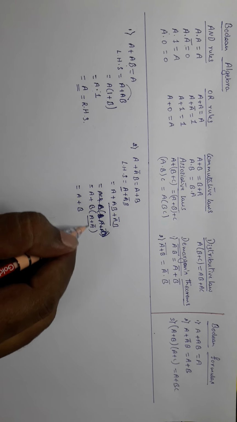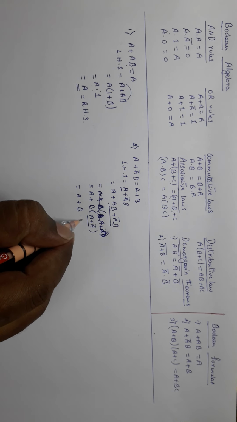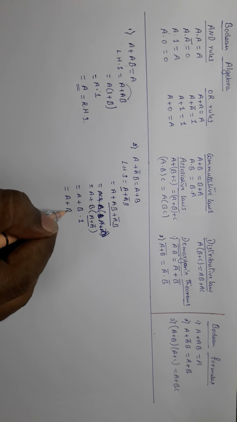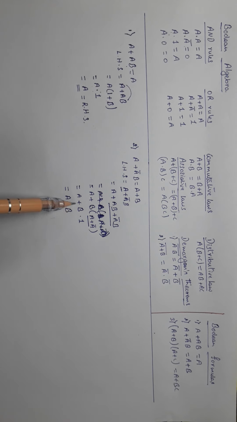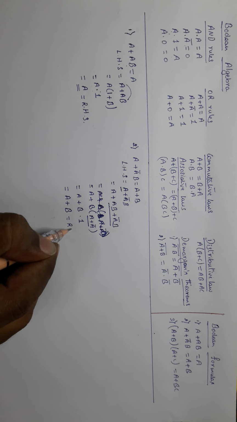So that equals A plus B. We know the formula A plus A complement equals 1. So B into 1. That equals A plus B. B into 1 equals B. That equals RHS.